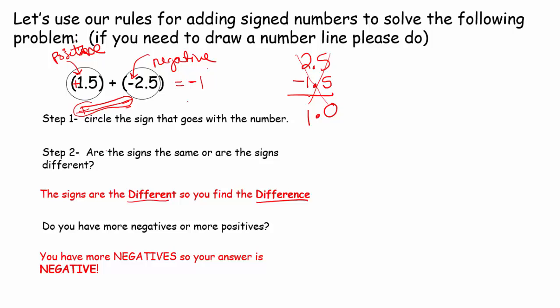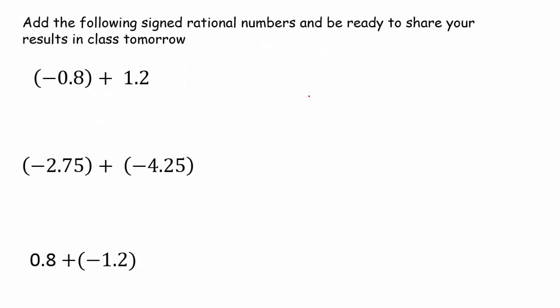If you have more negatives, your answer is absolutely going to be negative. Negative 2.5 is a quote-unquote larger number than 1.5. Of course, we know that negative 2.5 is in reality smaller than 1.5, but we just want to know quote-unquote what we have more of. You have 2.5 negatives and you only have 1.5 positives. Your answer's got to be negative.